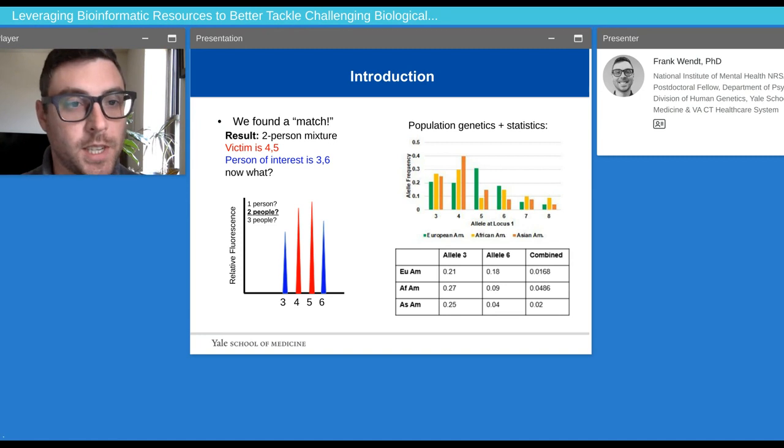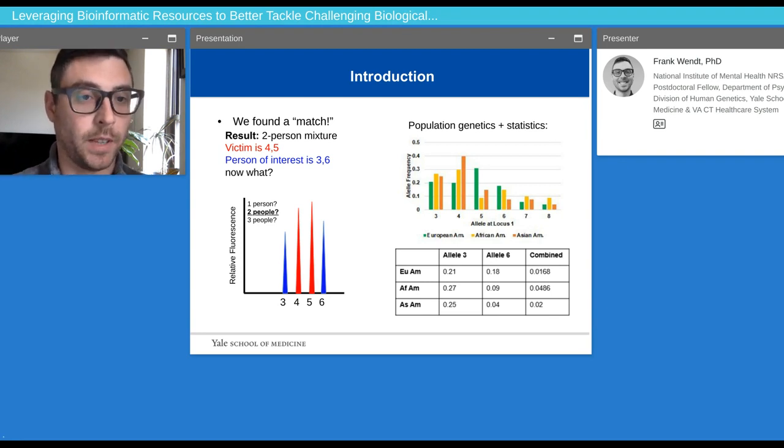We can perform some statistics that rely heavily on population genetics. On the right side of the screen, I'm showing the distribution of allele frequencies for this hypothetical locus in 3 United States population groups: European American in green, African American in yellow, and Asian American in orange. We can use this information to calculate the rarity of observing the person of interest's alleles at this locus. And typically, all of these combined estimates in the table here would be reported related to this profile.